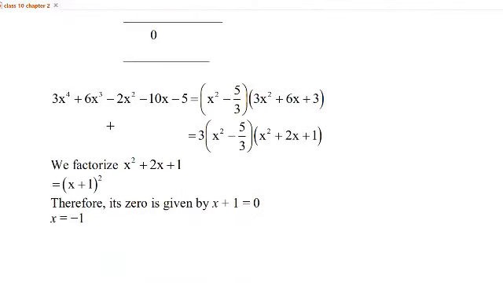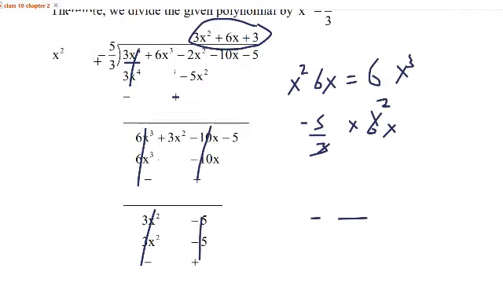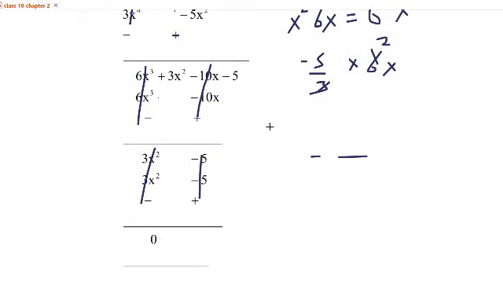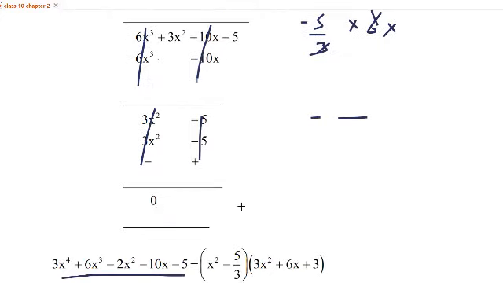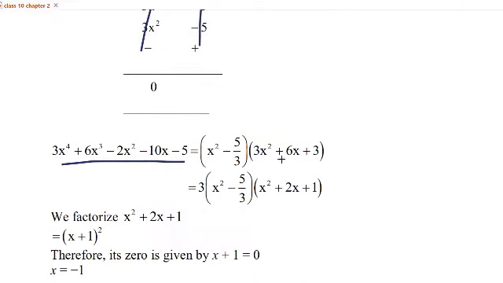x square minus 5 by 3 was its factor, right? Into this polynomial. And also you must have known the division algorithm, right? What does the division algorithm tell you? That the dividend is equal to quotient into divisor plus remainder. So this dividend should be equal to x square minus 5 by 3 into this 3x square plus 6x plus 3, and the remainder is 0. Therefore we need not write the remainder, otherwise we would have written plus whatever the remainder term is here. So this you got. Now we'll just find the zeros of this polynomial.